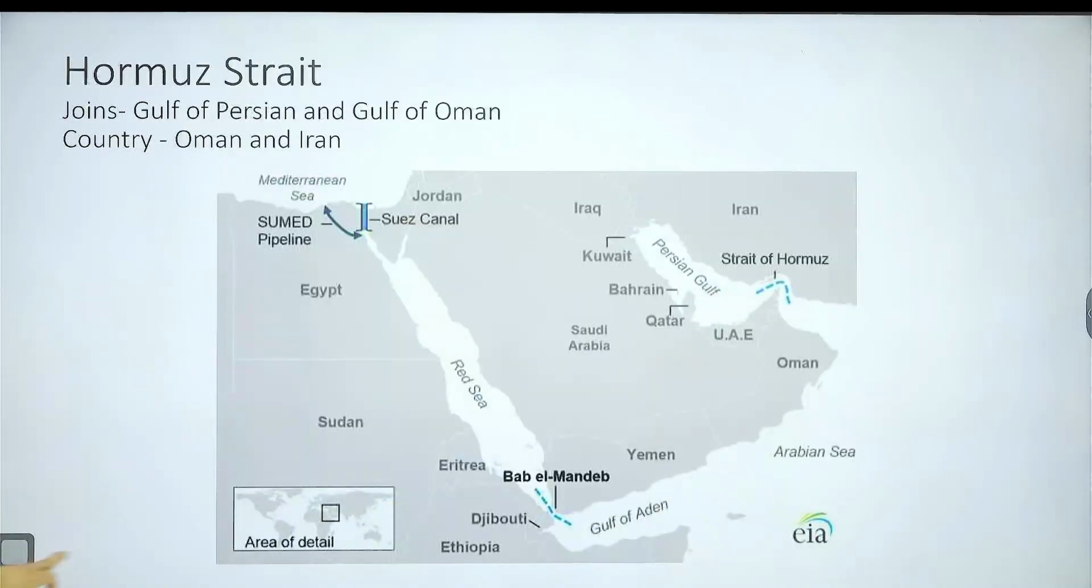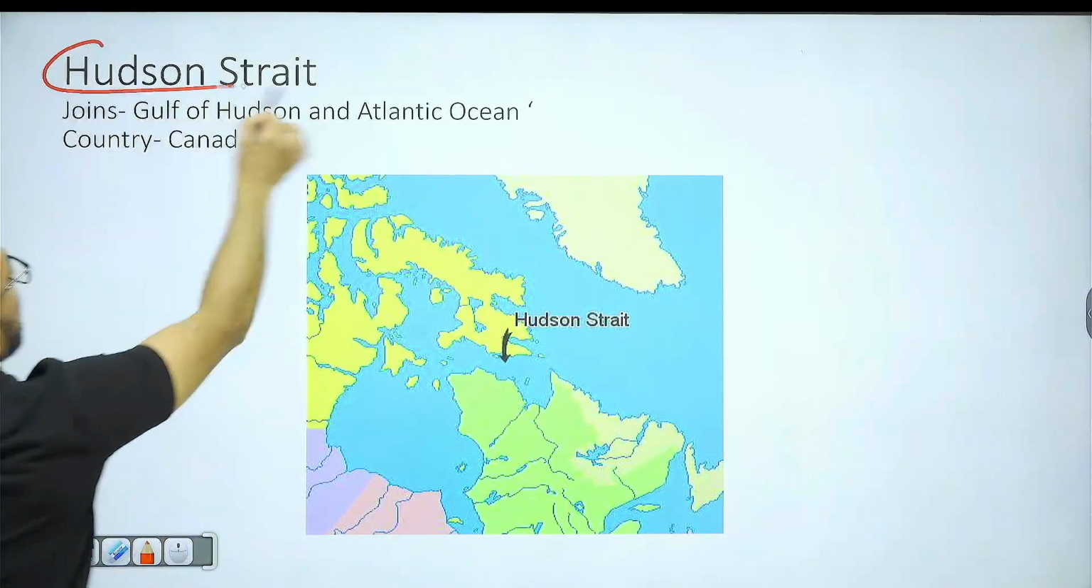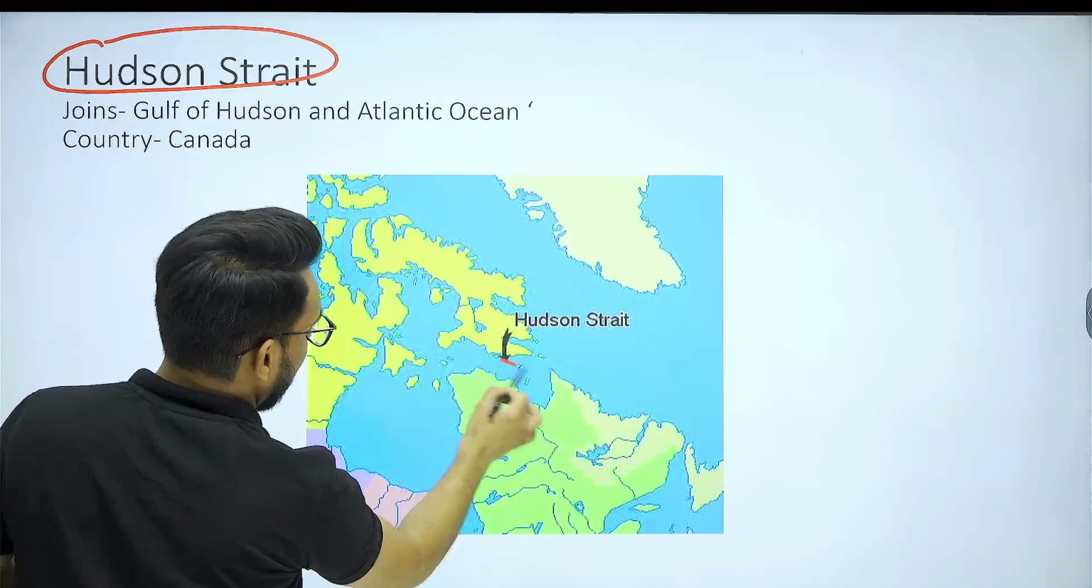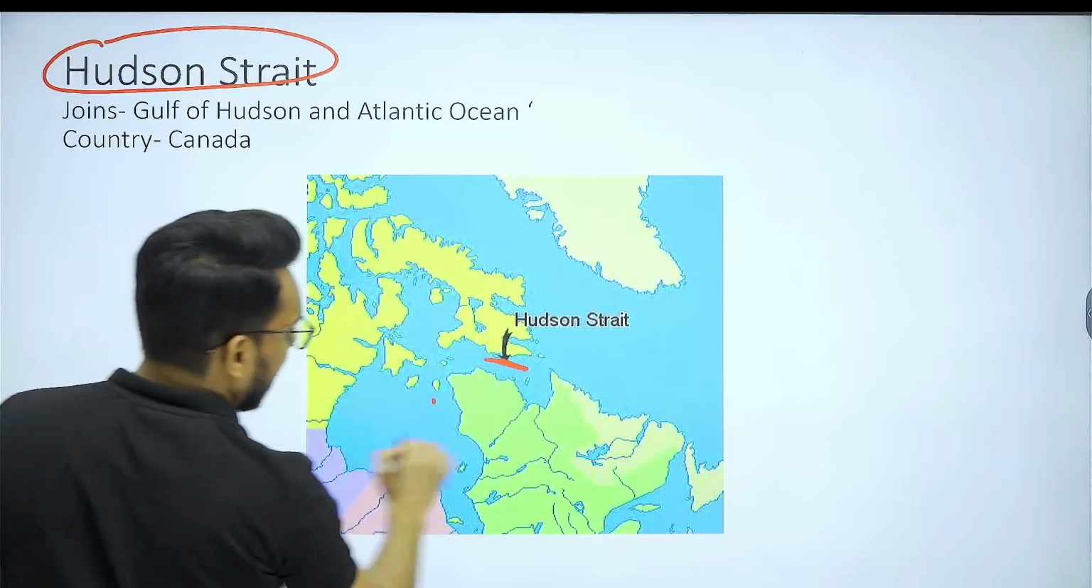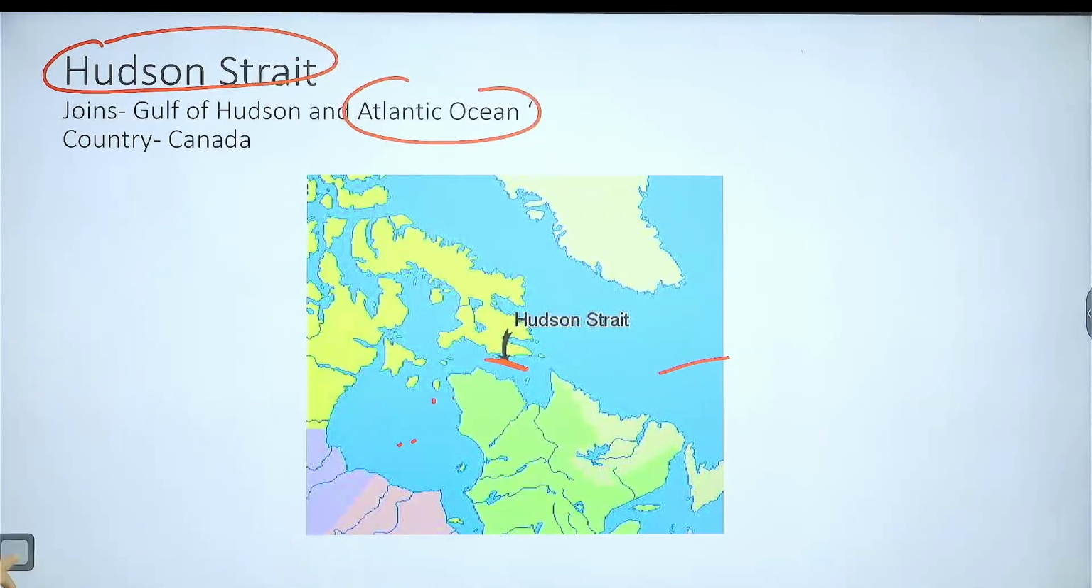Then moving on, Hormuz Strait already we have discussed. Then we have Hudson Strait. Now what it joins? Hudson Strait we have here. It joins Hudson Gulf with Atlantic Ocean.